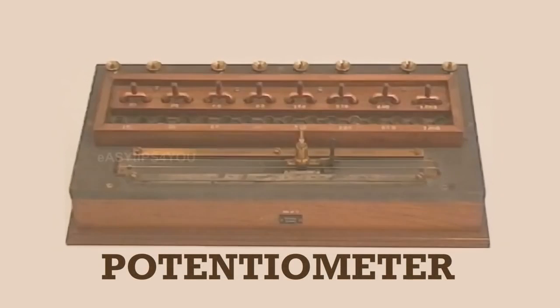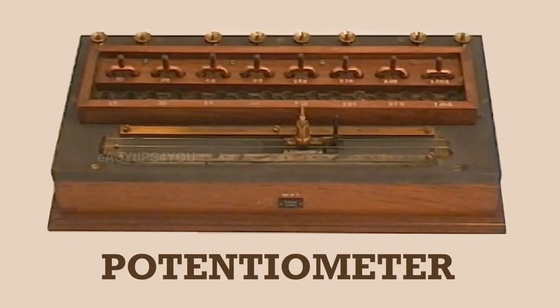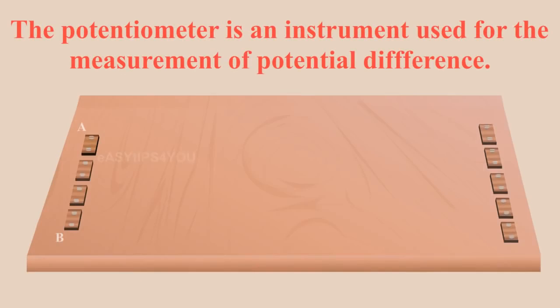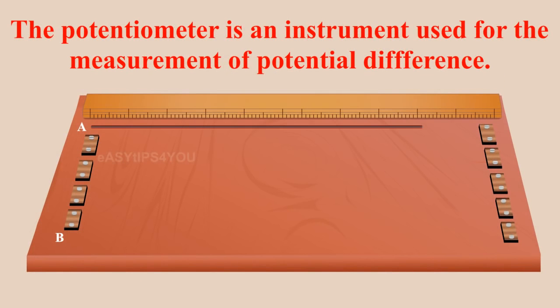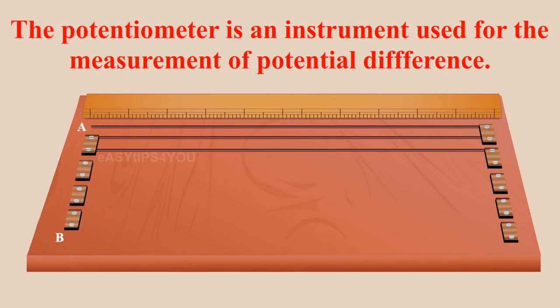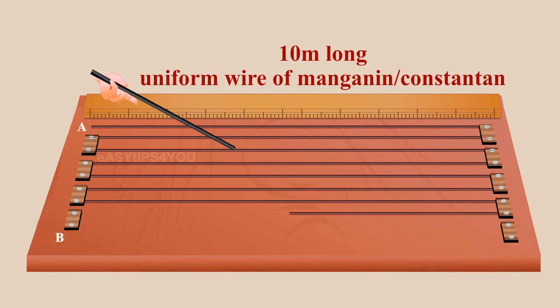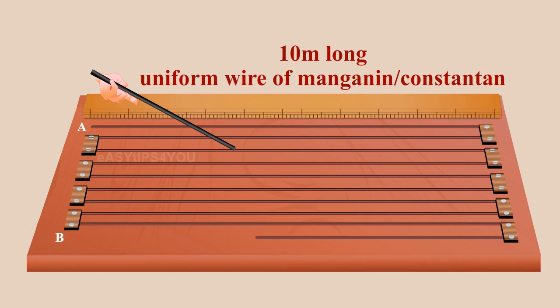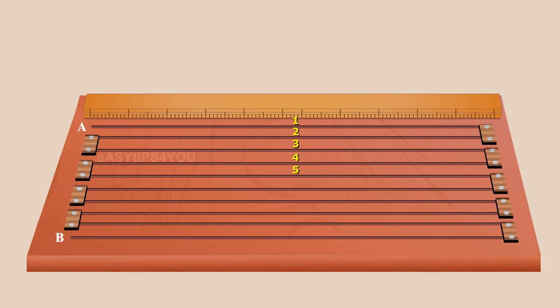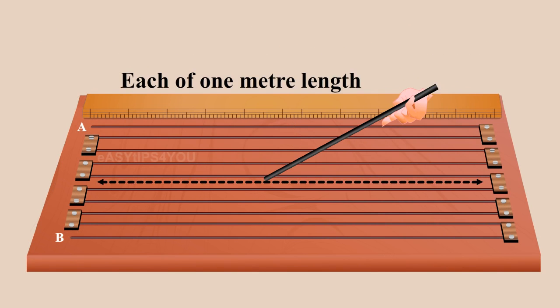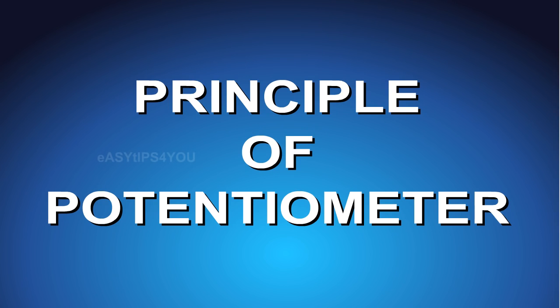Observe the construction of the potentiometer. The potentiometer is an instrument used for the measurement of potential difference. It consists of a 10-meter long uniform wire of manganese or constantan stretched in 10 segments, each of 1 meter length. What is the principle of a potentiometer?